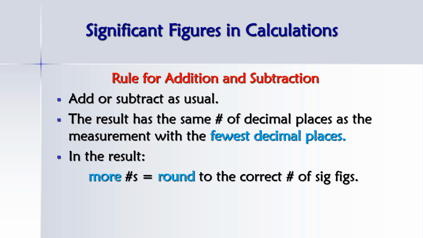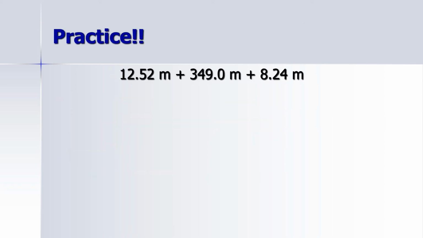Now, if you have more than what you need, you'll just go ahead and round it so we can have the correct number of sig figs. So here's an example. We've got 12.52 plus 349 plus 8.24. When we add all three of them, this is the answer that we get.